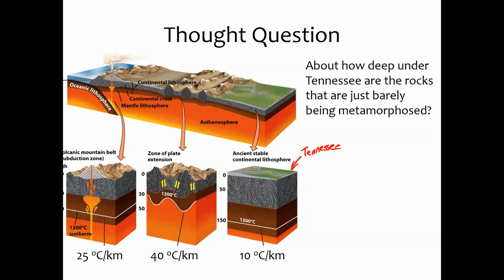So if we want to know how deep those rocks are that are just barely being metamorphosed, we can use a geothermal gradient of 10 Celsius per kilometer. And we're trying to get to, our endpoint is 150 to 200 Celsius, somewhere in that range. What is our start?